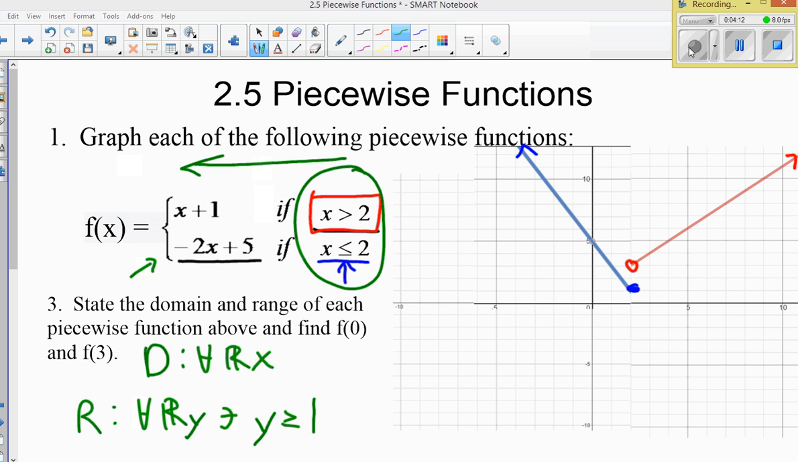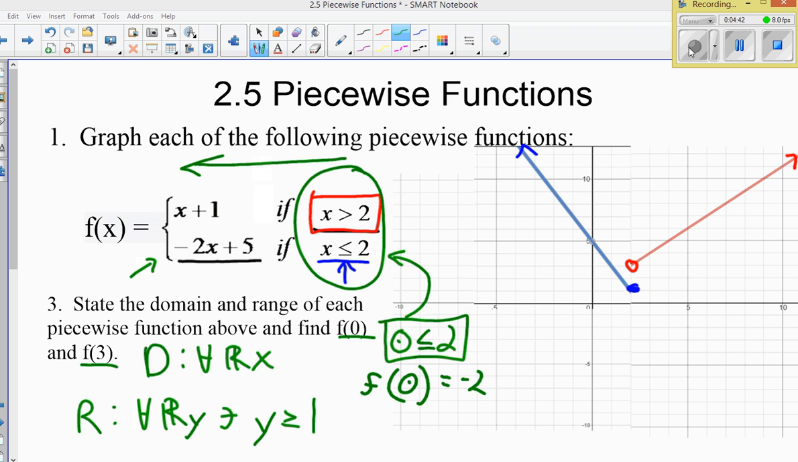So if I want to evaluate this function at f of 0 and f of 3, this is my x value. So again, like I said before, read this from the right. So I need to decide, am I going to put it into my red equation or my blue equation? Well, 0 is less than or equal to 2. That means I want to use the second equation to evaluate the function. So f at 0 is equal to negative 2 times 0 plus 5. And I'm going to see that that is equal to 5. Right? If I look at 0, I can see that that point lives right there at 5.